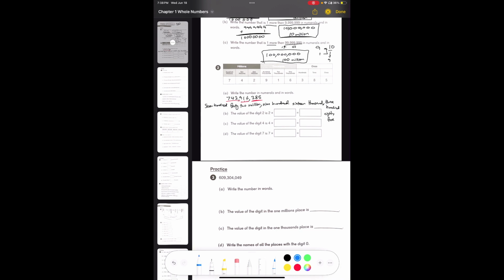The reason you do not have an "and" here is because "and" signifies a decimal. And in the case of whole numbers, we are not going to have decimals. So we will never have an "and" in here.